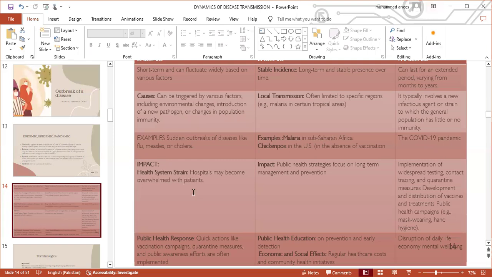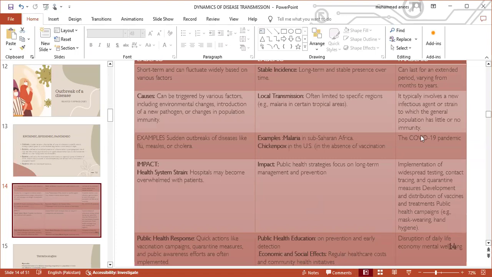Impact of epidemic on the health system: it puts a strain on the health system, as hospitals may become overwhelmed with patients. Public health response: quick actions like vaccination campaigns, quarantine measures, and public awareness efforts are often implemented. In case of an endemic, public health strategies focus mainly on the long-term management and prevention of the disease in the population. Public health education on prevention and early detection, economic and social effects, regular healthcare costs, and community health initiatives are mostly taken.